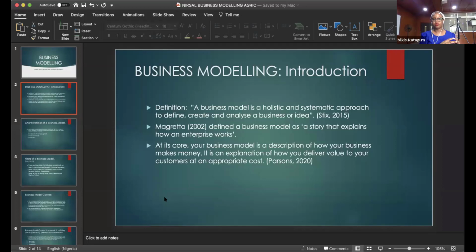It's how your organization runs, and it is unique to you. The whole point is to make it in a way that people cannot duplicate it, and you're able to compete with other business models too.